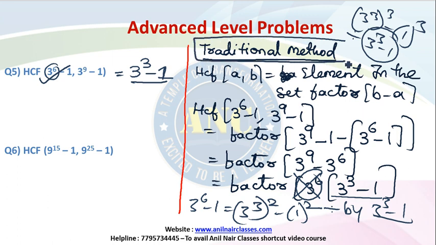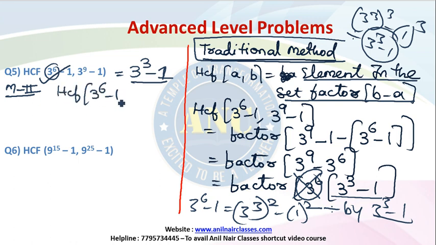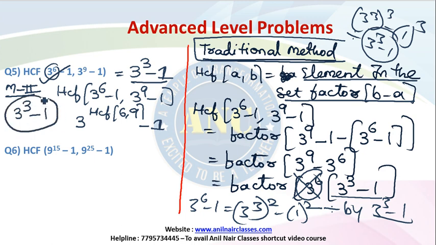Traditional method. 3 power 6 minus 1 comma 3 power 9 minus 1. Take the element in the set factor of B minus A. Method 2. Answer is nothing but HCF of 3 power 6 minus 1 comma 3 power 9 minus 1. The bases are both the same, 3. Answer is nothing but 3 power of HCF of 6 comma 9 minus 1. HCF of 6 comma 9 is 3. Answer is 3 cube minus 1.